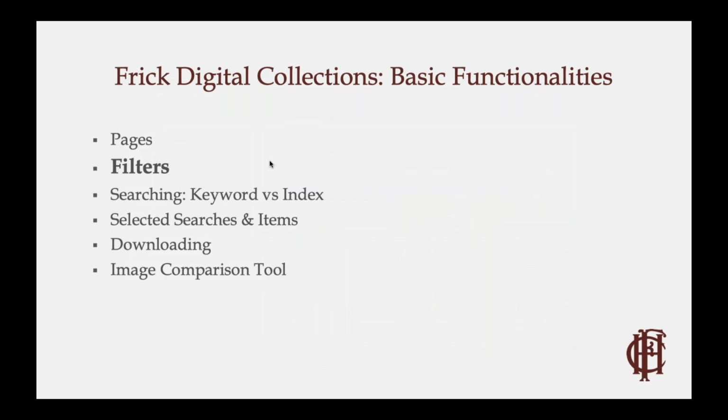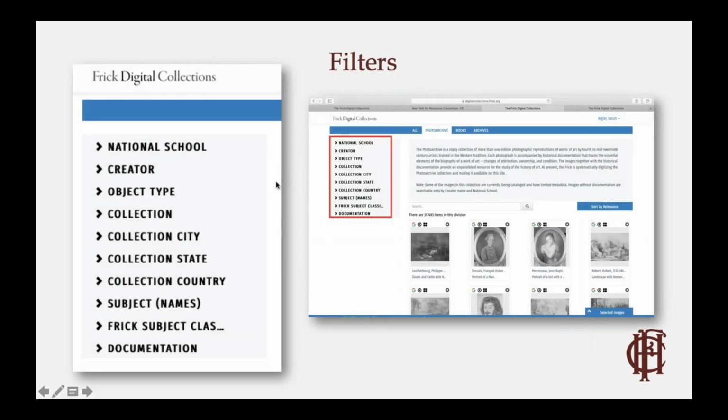So next is the filters. So the filters here on the left-hand side of the screen allow us to filter Photoarchive material by national school, artist, or as it's called in Frick Digital Collections, creator, object type, classification, heading, and collection. So these filters allow us to narrow the volume of materials by choosing specific parameters based on exactly what we're looking for. So this makes scrolling through search results much more manageable.